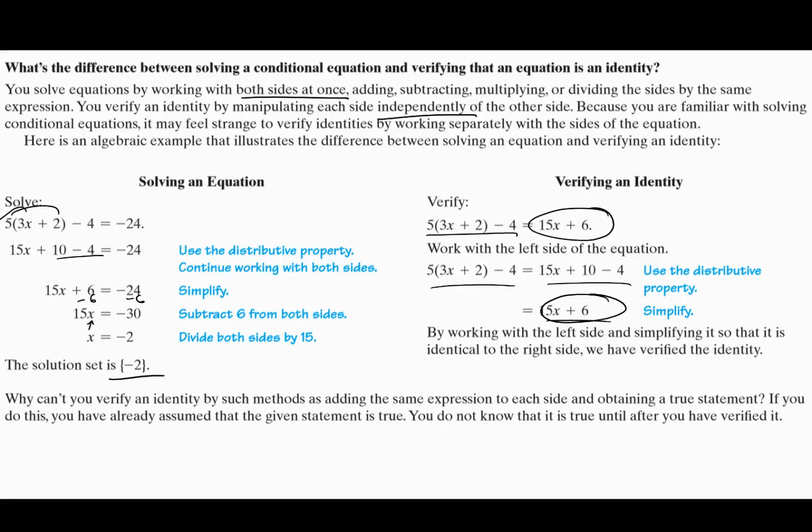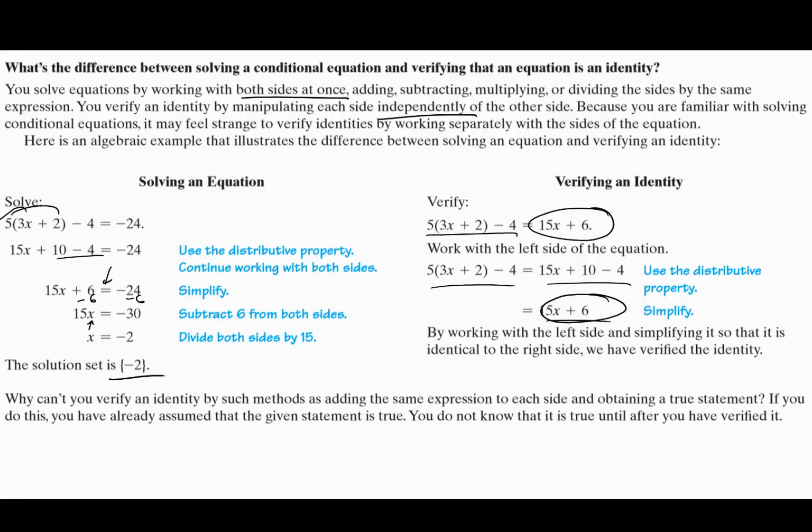Why can't you verify an identity by adding something to both sides? Because if you do, you're saying that these two sides are equal to each other. That's the way equations work: the left side is equal to the right side, so it lets you cross the equal sign as long as you do the same thing to both sides.